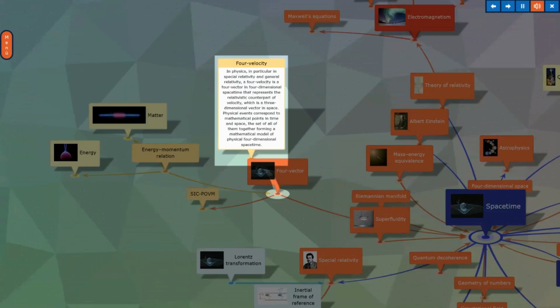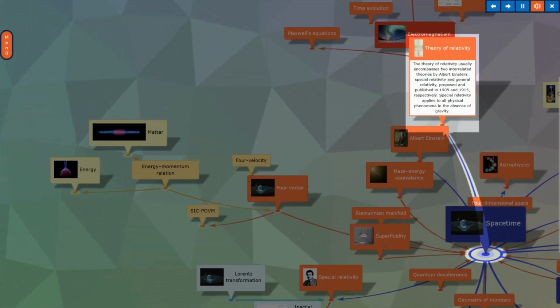4-velocity. In physics, in particular in special relativity and general relativity, a 4-velocity is a 4-vector in 4-dimensional space-time that represents the relativistic counterpart of velocity, which is a 3-dimensional vector in space. Physical events correspond to mathematical points in time and space, the set of all of them together forming a mathematical model of physical 4-dimensional space-time.